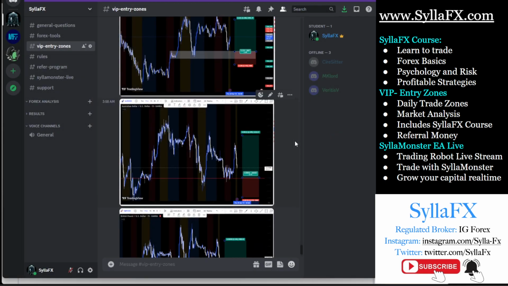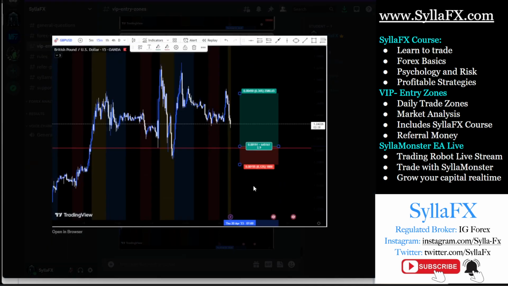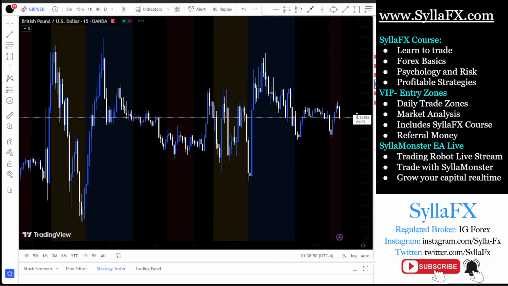The last entry zone that I sent out was for the pound dollar. Same exact setup, guys, just like yesterday. The 4-hour major zone here, looking for price to come down to that 4-hour major, give us the rejection wick, and then take a buy position, aiming for 45 pips on this one, with a stop loss of 15 pips. So let's jump over to the real-time chart and see what happened.